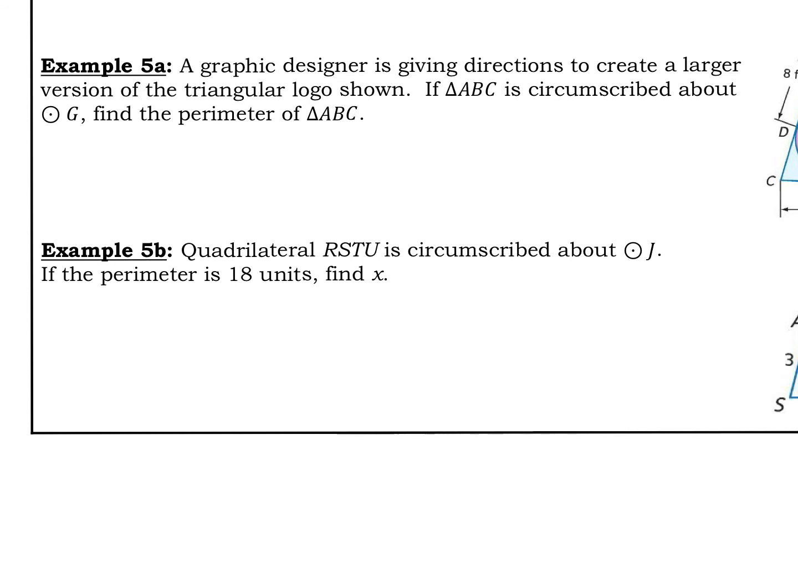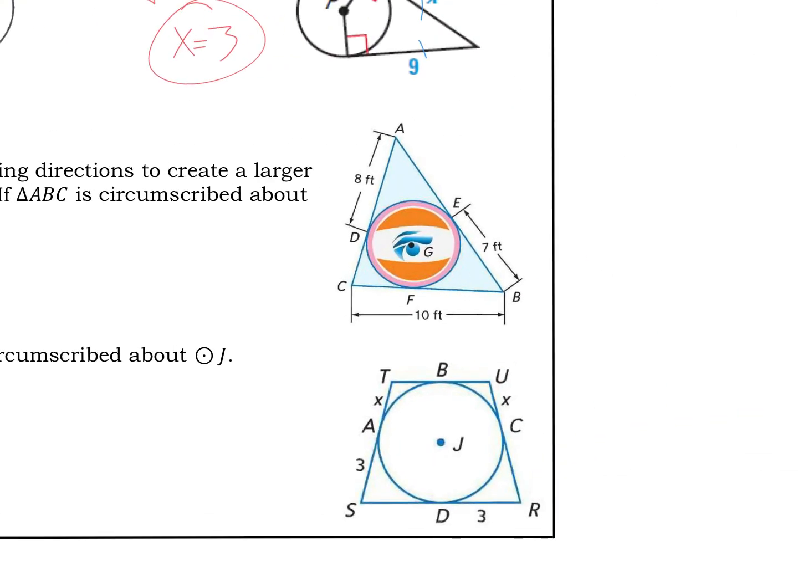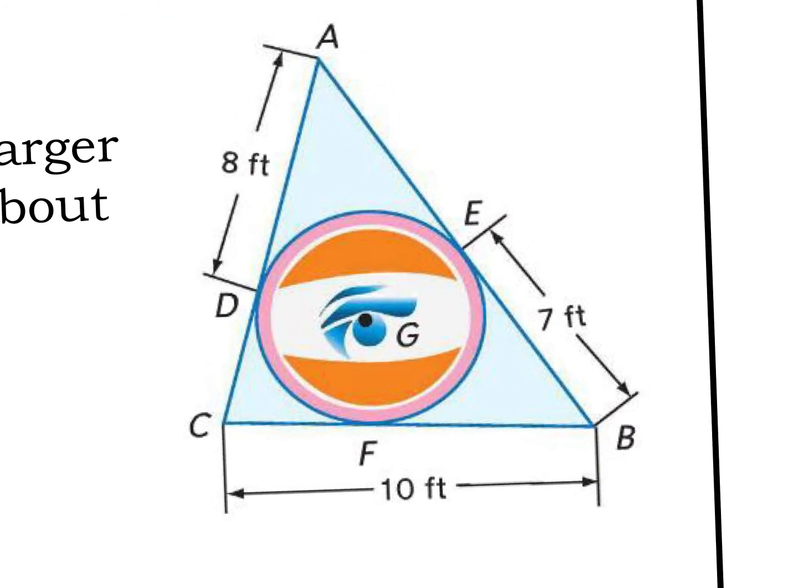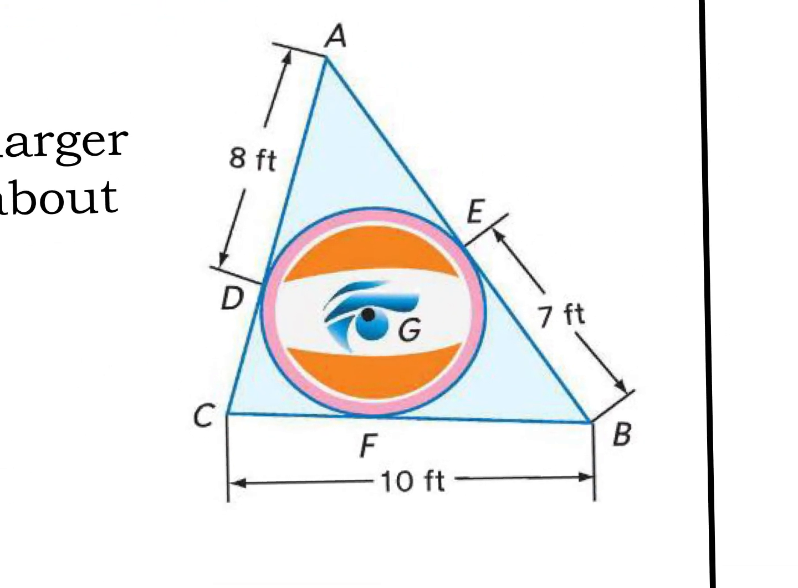Example 5a says, a graphic designer is giving directions to create a larger version of the triangular logo shown. If triangle ABC is circumscribed about circle G, find the perimeter of triangle ABC. So here's our picture. And so it looks like it's got a lot going on. We know that 7 is here, and we know that 10's here and 8's there, right? Okay, so let's use what we know. We know that if they're coming from the same point and tangent to the same circle, then they're congruent.